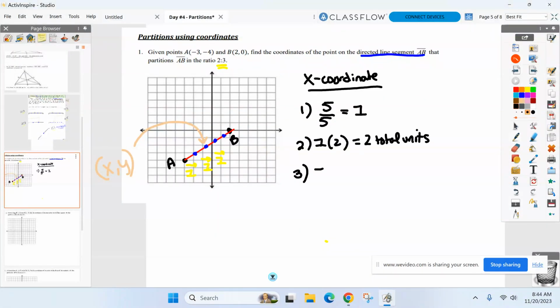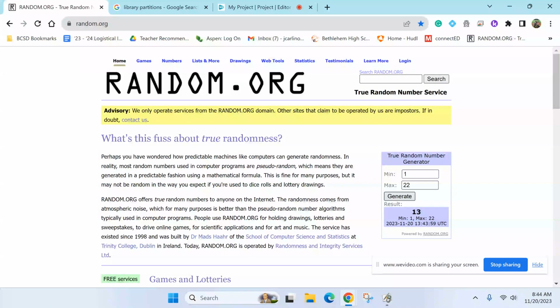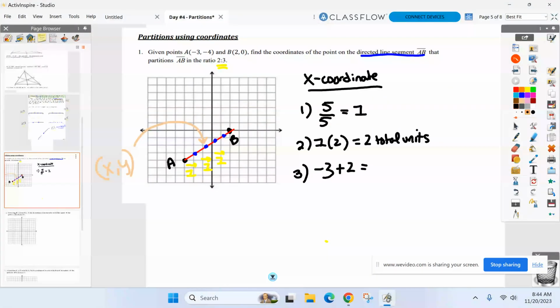I started at -3, and I have to go over 2 total units. So where do I actually end up on the x-axis? If I start at -3, go over 2 units total. Jonathan, back to you. Where do I end up? So there is the x coordinate I end up at: -1.